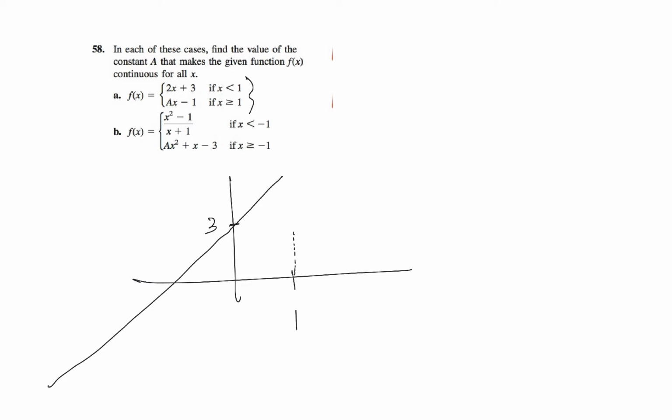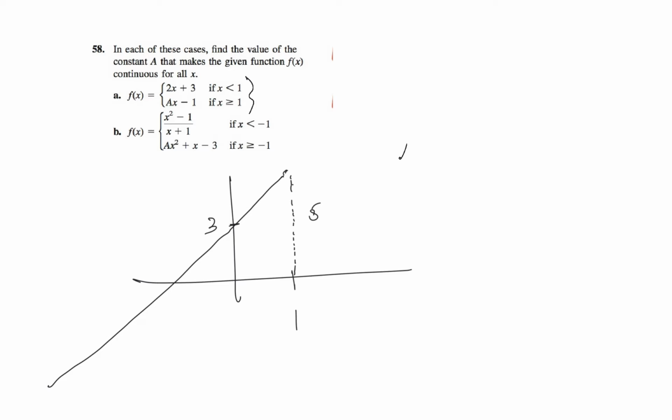Let's do problem 50A. I will do part A, you will do part B. In each case, find the value of the constant A that makes the function continuous. If I want the function to be continuous at x equal 1, one part has to be glued with the other part. 2x plus 3 for x less than 1: when x equals 0, this is 3, and the line goes like this, and when x equal 1, the function wants to be 5. And the other function is ax minus 1.